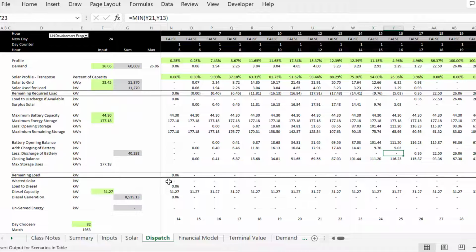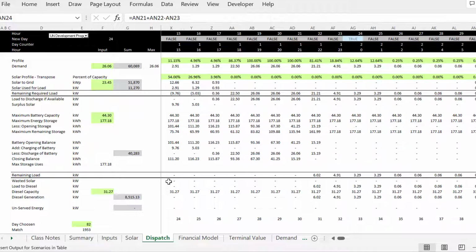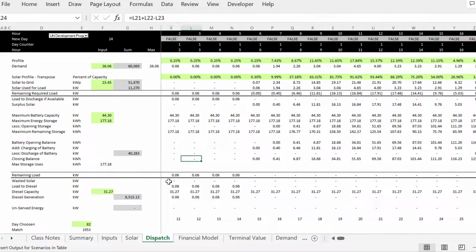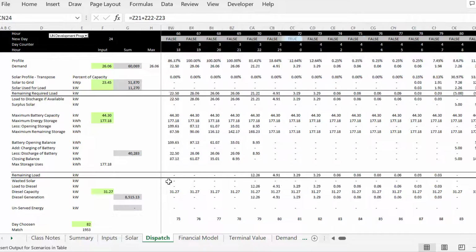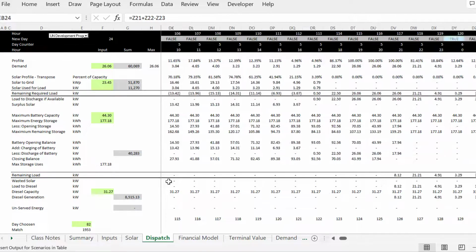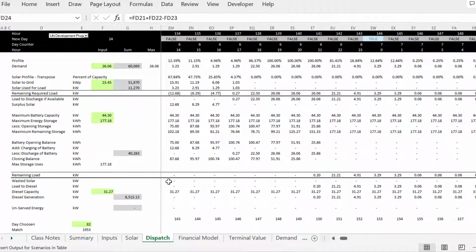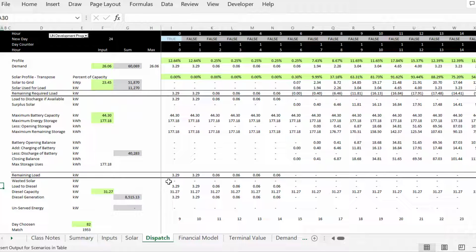Okay, and then we have our closing balance of our battery, and we can see just how much battery we need. And the good thing about this is you can go day by day. When I don't do it hour by hour, you kind of have to make a hypothetical day and do all of that.